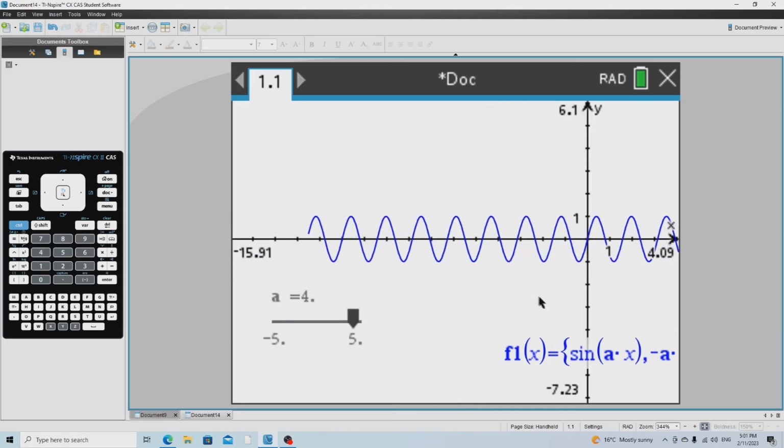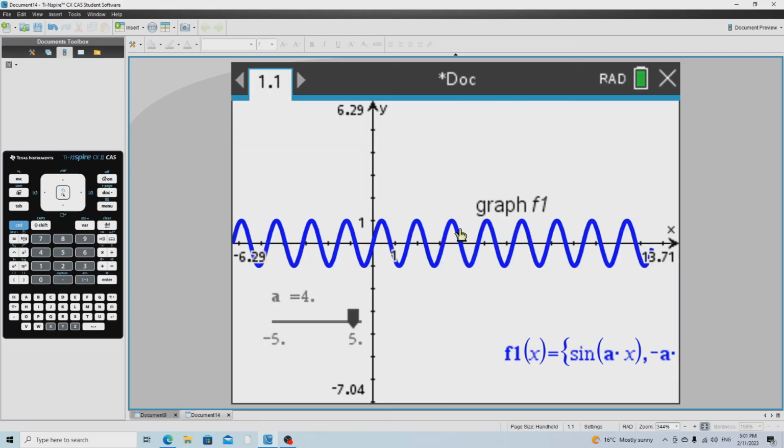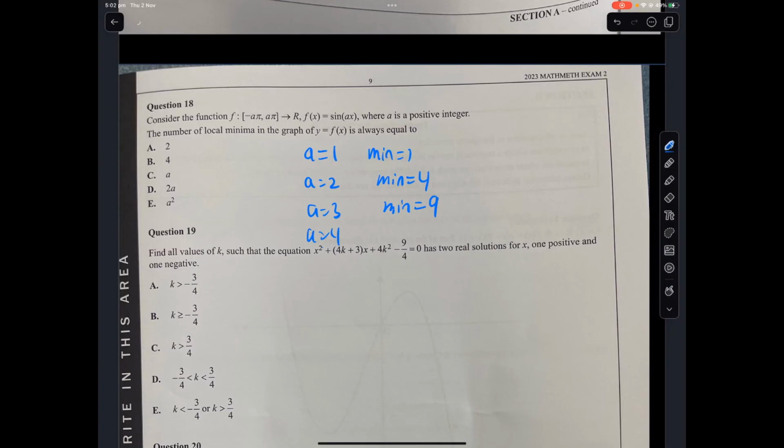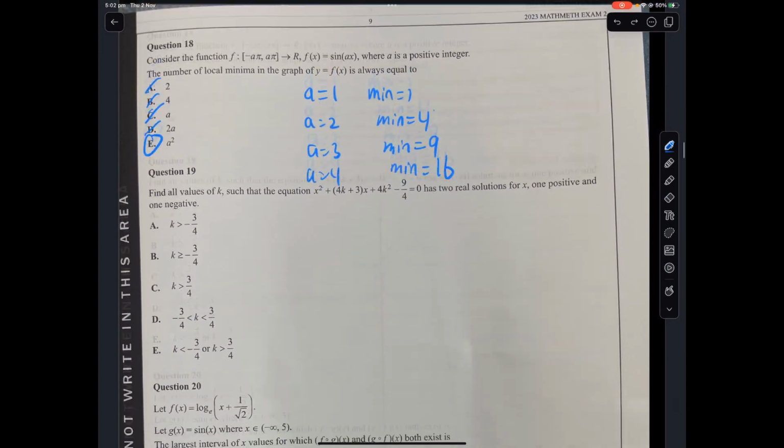Let's double check. 1, 2, 3, 4, 5, 6, 7, 8, and this should be reflected, so 8 plus 8 is 16. So the middle number is not an actual number. It's a squared: 1 squared is 1, 2 squared is 4, 3 squared is 9. So the answer is E.